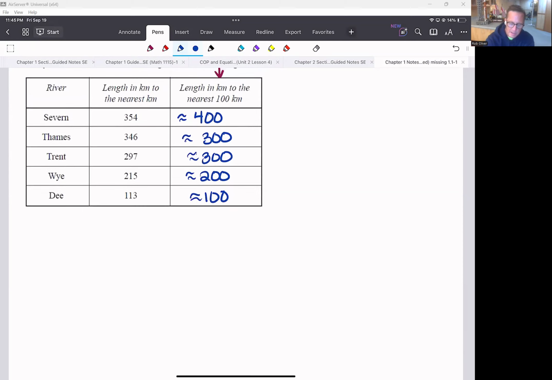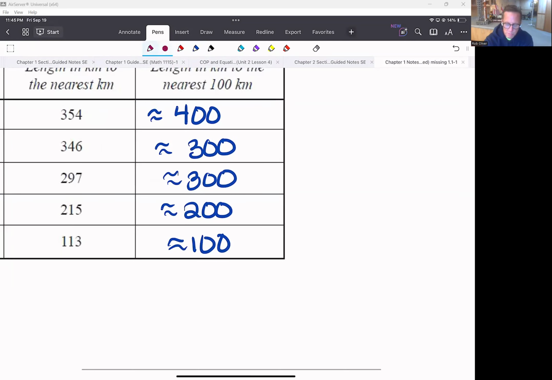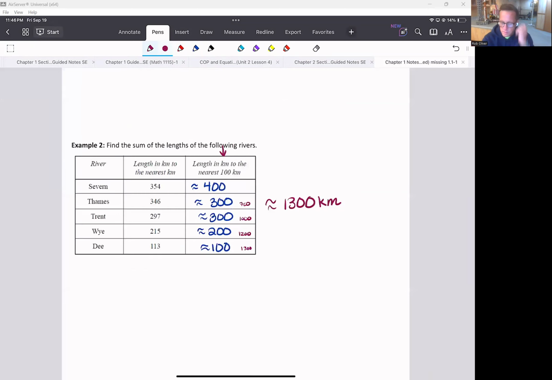And then we can just add these up. It's really easy to add because they're all hundreds. 400 plus 300, that's 700. Plus 300, that's 1,000. And I'm at 1,200 now. And then 1,300, right? So it's about 1,300 kilometers. Okay.